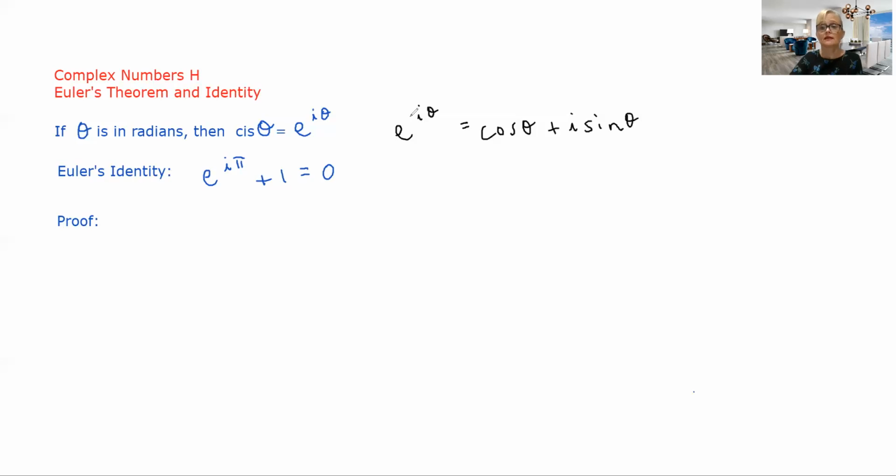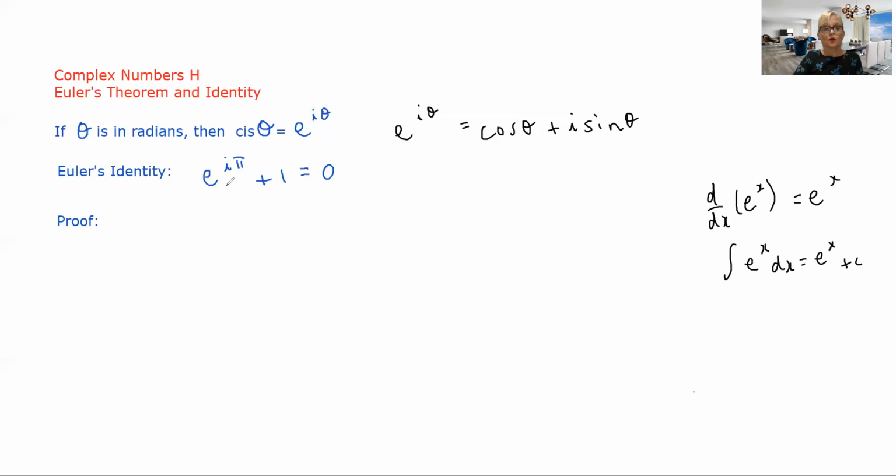Remember, e is that very special transcendental number. You might recall from our derivatives and integrals that the derivative of e to the x is e to the x, and the integral of e to the x is e to the x plus some constant. It's a very, very powerful, cool transcendental number because it also comes in here.